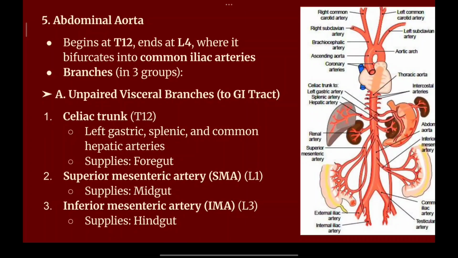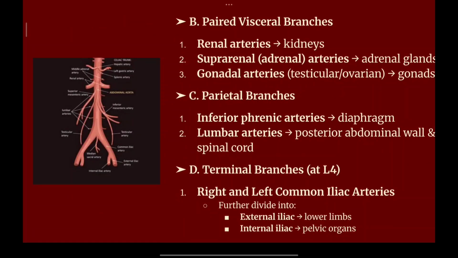Moving to the last part of the aorta, which is the abdominal aorta. It begins at T12 and ends at lumbar 4, which is from the thoracic 12th vertebra to the lumbar 4th vertebra. From the lower lumbar region, it is again divided into the common iliac arteries. So this abdominal aorta can be grouped into three major types, which are unpaired visceral branches, paired visceral branches, and finally the parietal branches. The region below the abdominal aorta has the terminal branches, which are the right and left common iliac arteries.